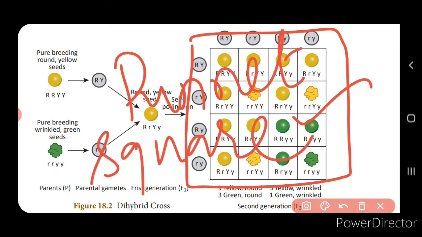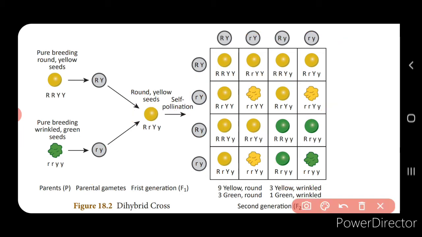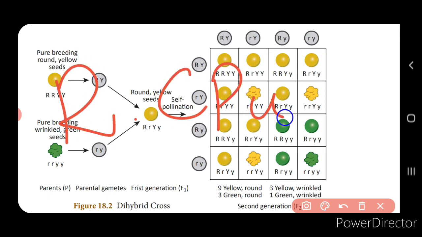Now what is a Punnett square? A Punnett square is nothing but a checkerboard. Now you know what a checkerboard is, isn't it? So it looks like a checkerboard, right? It was devised by a British geneticist whose name is R.C. Punnett. So it is named the Punnett checker or the Punnett square.